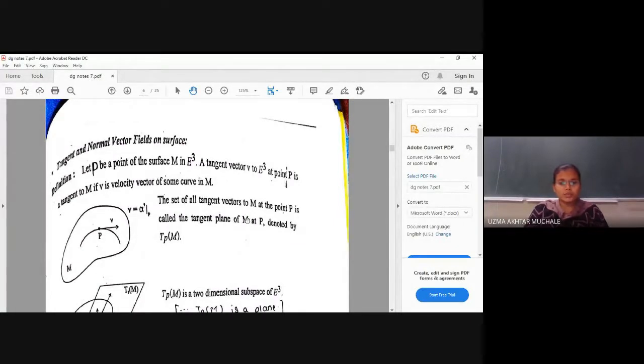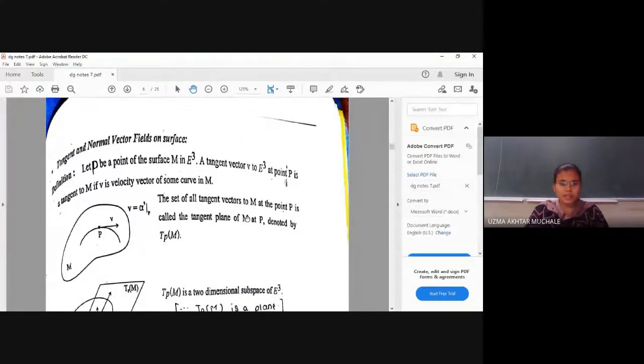I am suggesting you first see all the lectures of differential geometry so that you can understand what a surface is, and how to find out whether the given geometric object is a surface or not. These things you should know, and only then can you go to the next point.